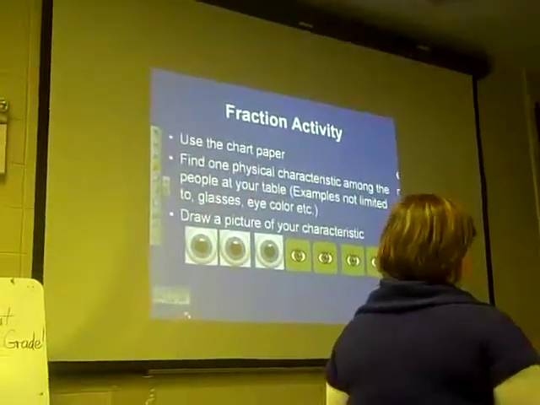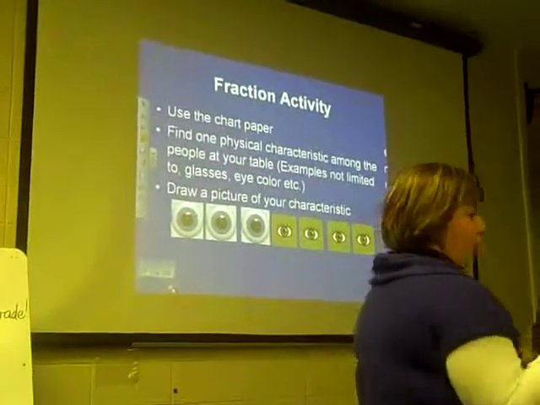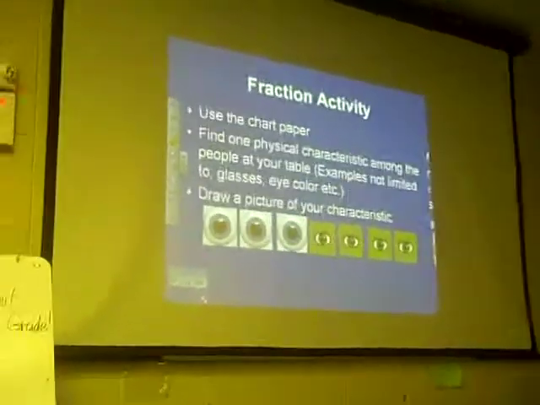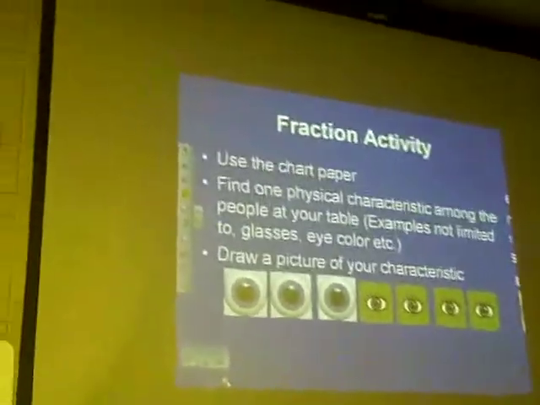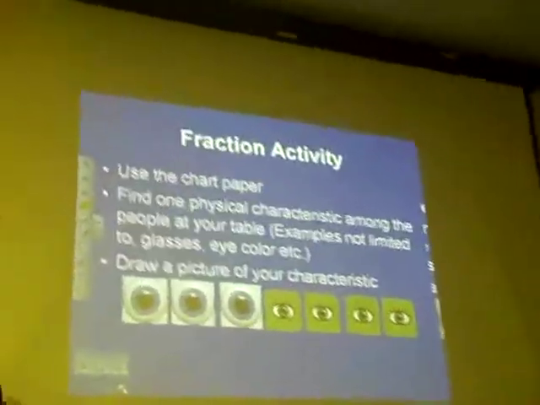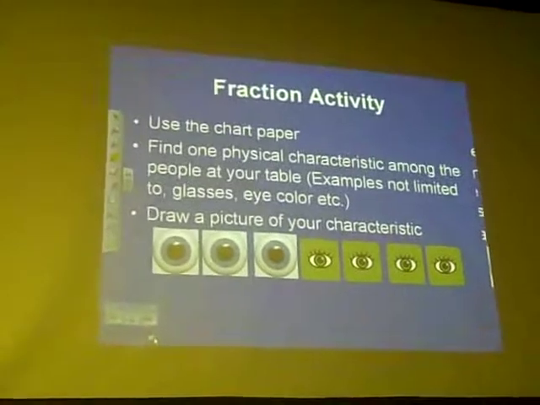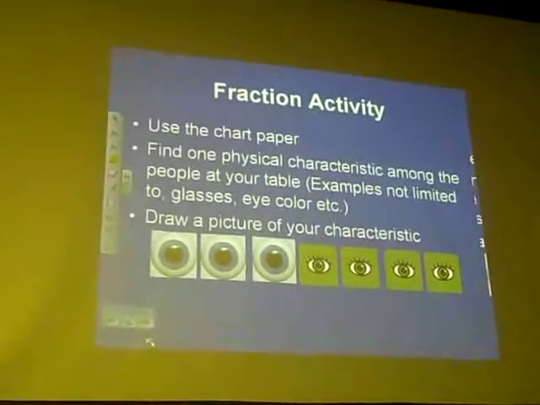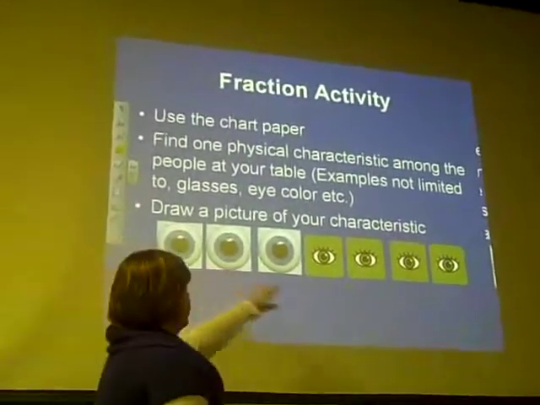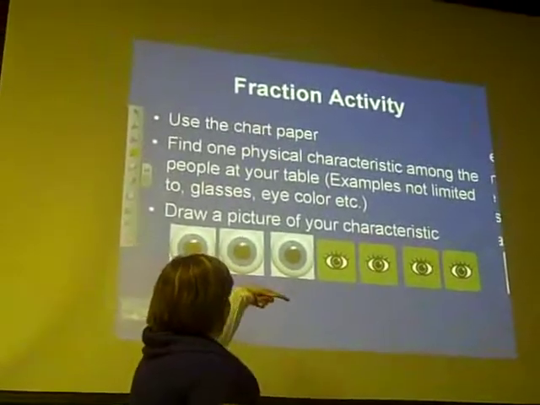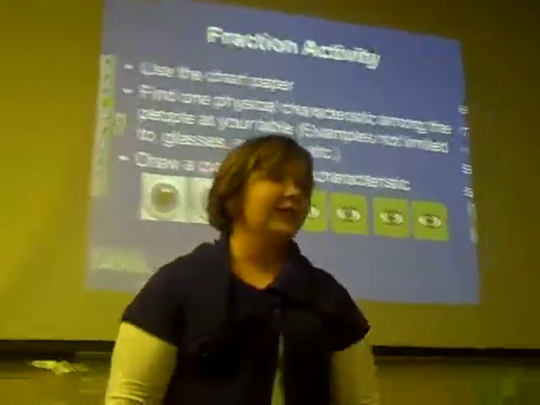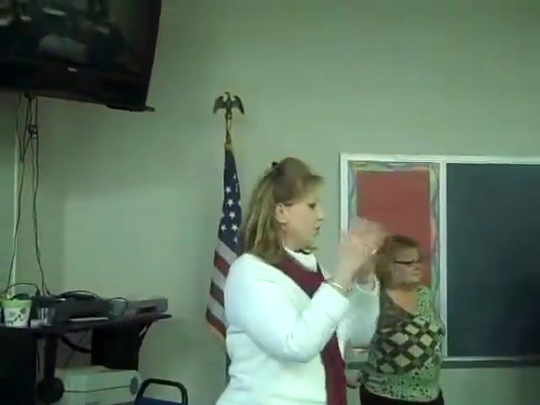And you have chart paper on your tables, and it says find one physical characteristic among the people at your table. Example, not limited to glasses, eye color, etc. And then you are going to draw a picture of your characteristic. This one is 3 blue eyes and 4 green eyes. So, go. So you're going to find a commonality or an attribute amongst your table.